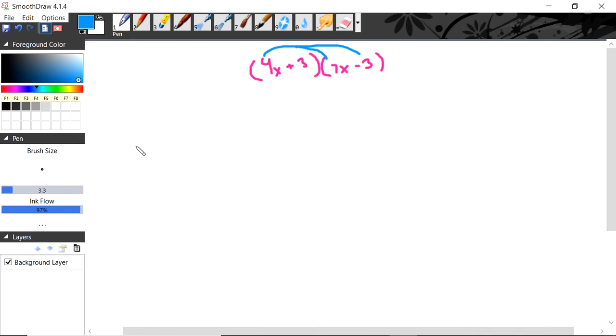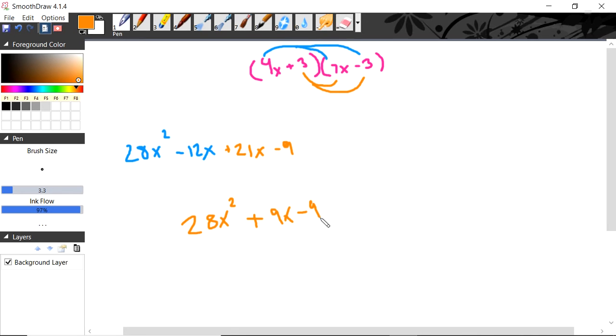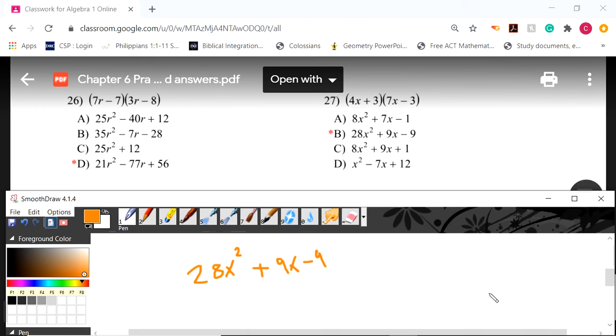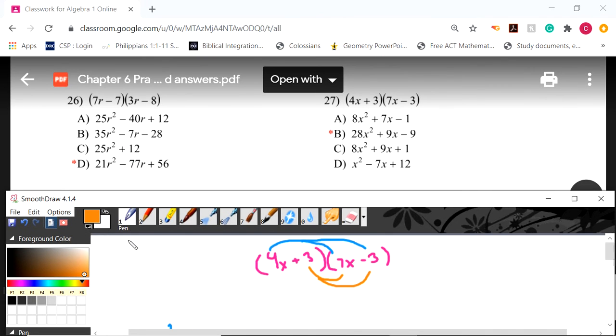So 4x times 7x is 28x squared. 4x times minus 3 is minus 12x. And then we're going to do 3 times 7x. 3 times negative 3. So 3 times 7x is 21x. 3 times negative 3 is negative 9. And then you just combine like terms. So that becomes 28x squared. Minus 12 plus 21 is plus 9x minus 9. And you look down there, and that is the answer. Okay?